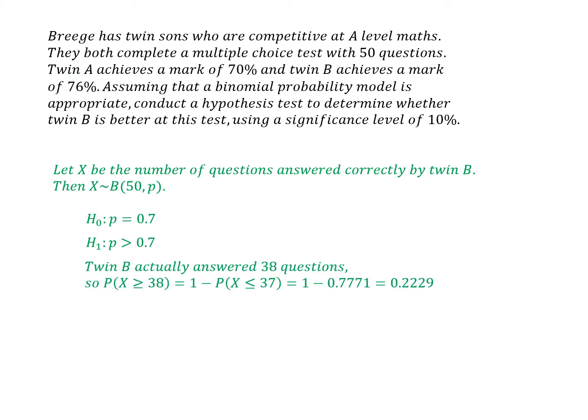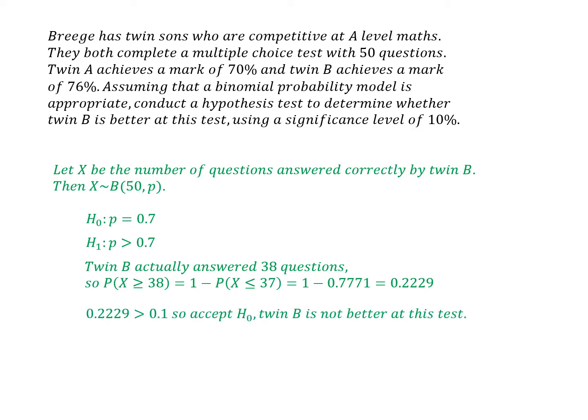Some calculators can actually give you that directly without having to do any calculations in addition. But my calculator will only do x less than or equal to a certain number. So I've had to do 1 minus the probability that x is less than or equal to 37. So the probability, if twin B was answering these by chance, of getting greater than or equal to 38 questions correct would be that number there. And that's the number that we have to compare with our significance level.